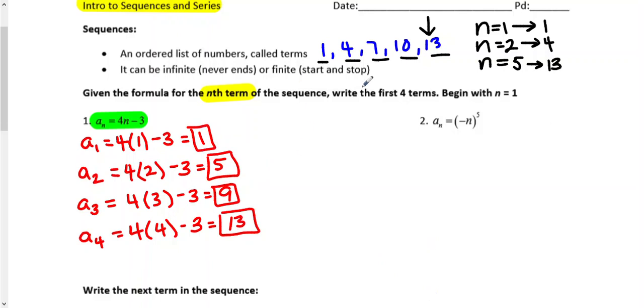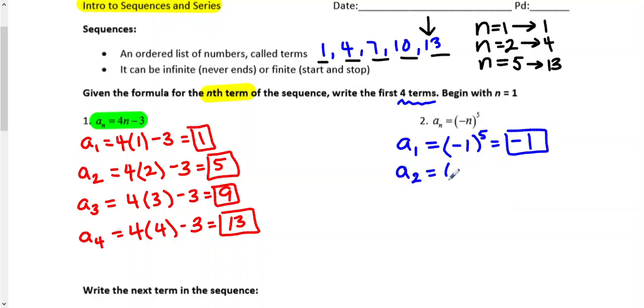Now let's try another example. So number 2. I have a different formula, but I'm still finding the first 4 terms. So to find the first term, I'm going to plug 1 in for n. So a sub 1 equals parentheses negative 1 to the 5th power. You can put this in your calculator. You get negative 1. A sub 2, so I'm going to plug in negative 2 to the 5th power. Again, use your calculator. Negative 32.